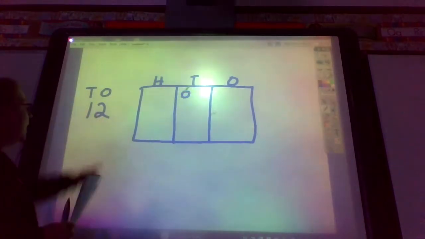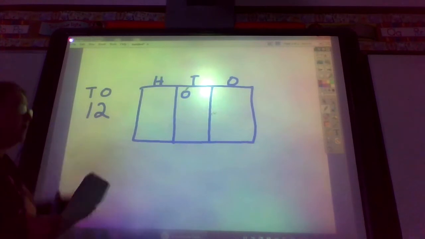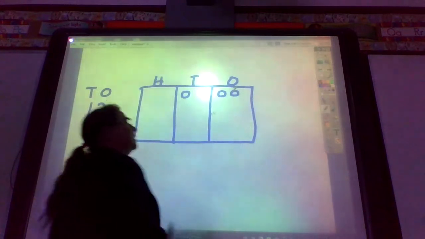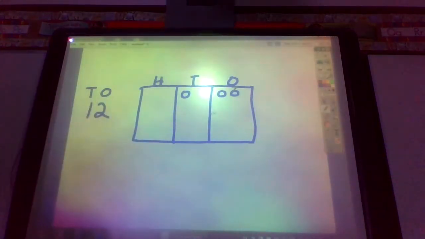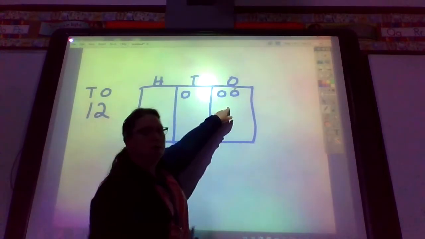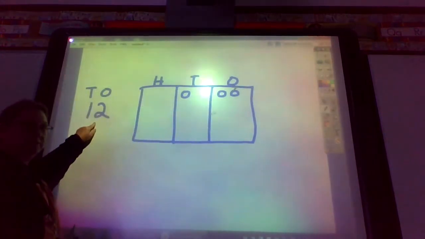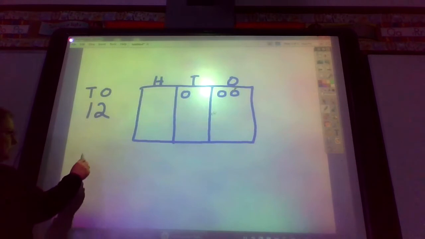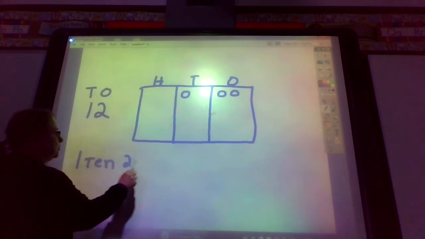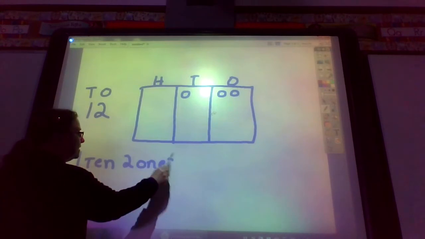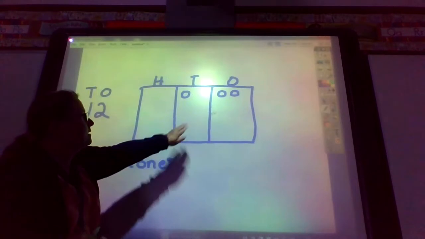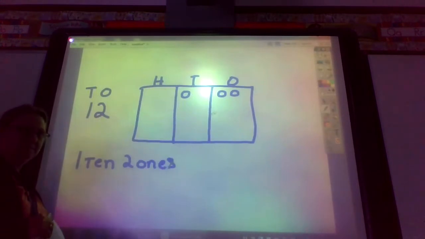How many ones do I have? I have 2 ones. Okay? My circles are my disc. So I can look at this and I have 1 10, 2 ones, and that is 12. When I wrote this out earlier, I said we have 1 10, 2 ones. And that's exactly what I drew in my place value chart. 1 10 and 2 ones.